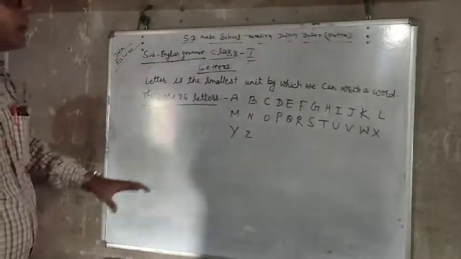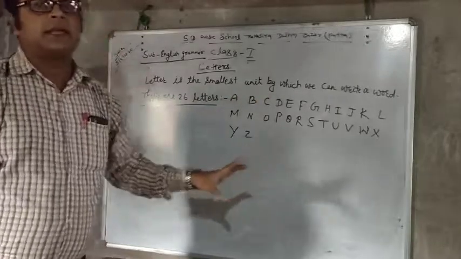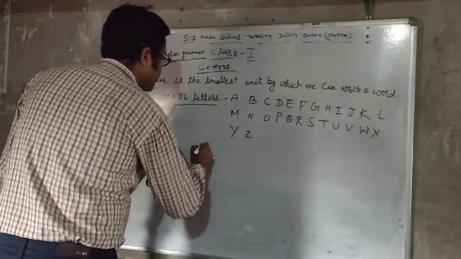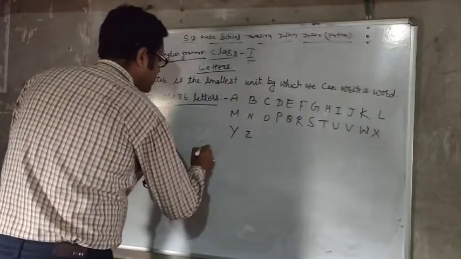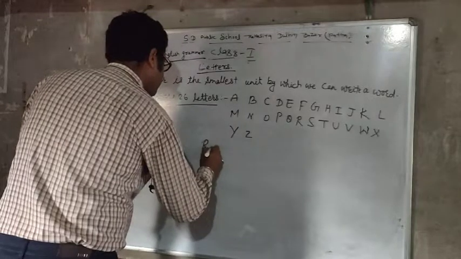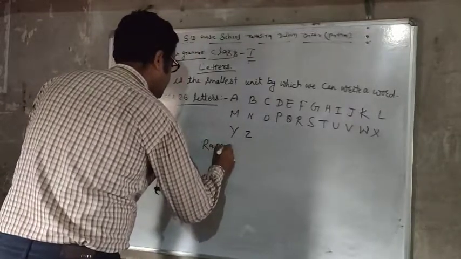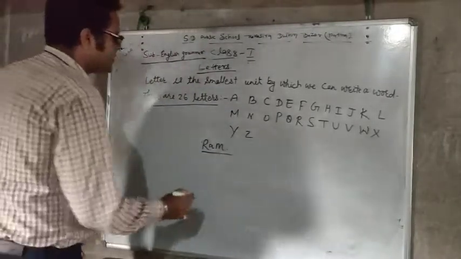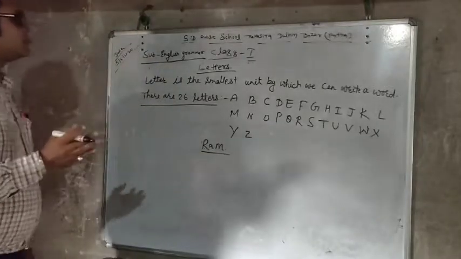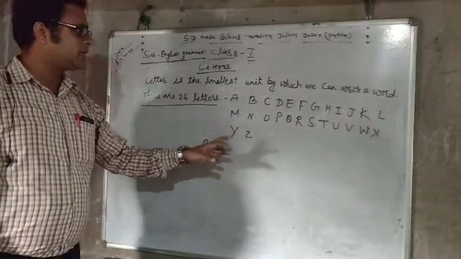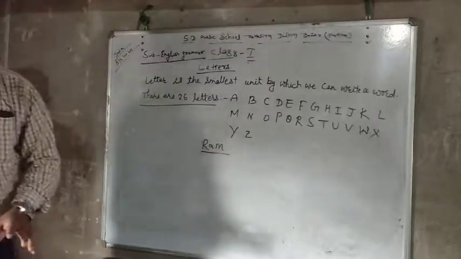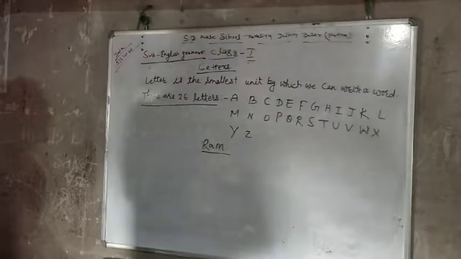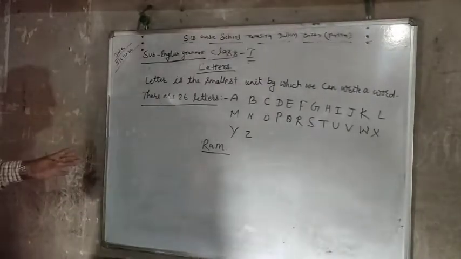All words are formed by these 26 letters. Just for example, if we write any word, Ram, then R is also a letter, A is also a letter and M is also a letter. All words are formed by 26 letters.